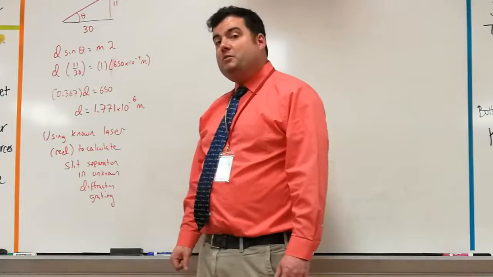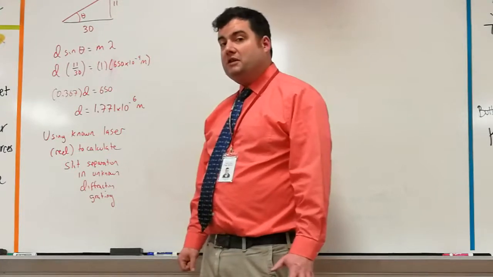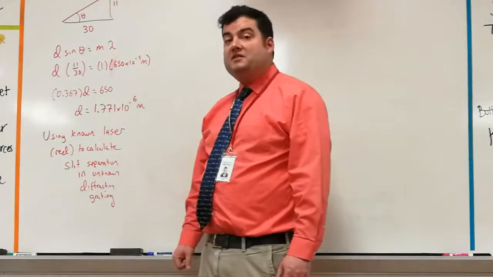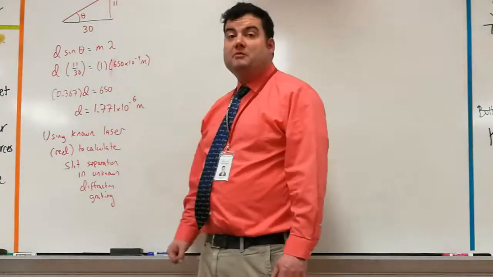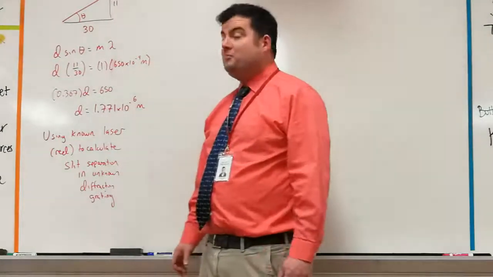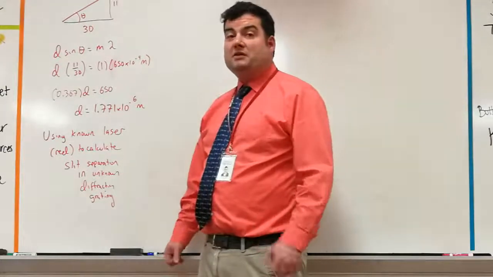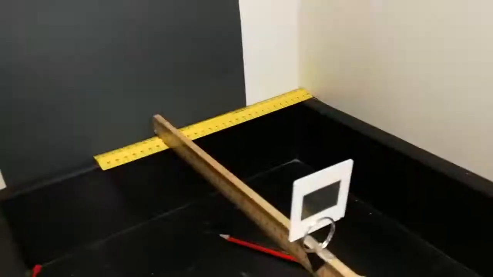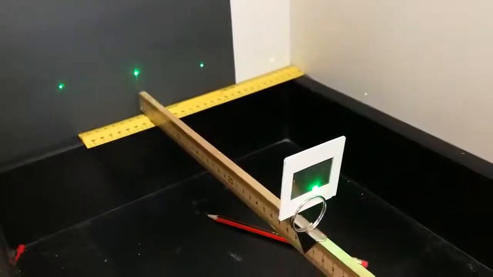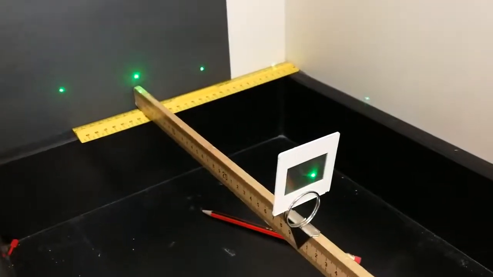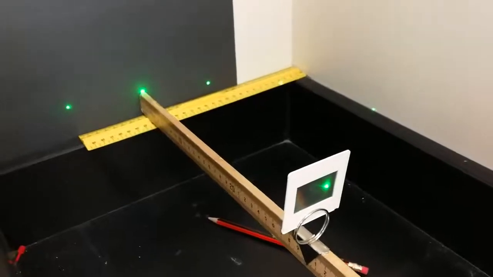What we're now going to do is we're going to use the green laser and the blue laser. We're going to see what their spacing is, and we'll see if this is an accurate number, because if it is, we should be able to predict what the wavelength of the green and blue laser is. All right, so here's green. Notice it's significantly closer.